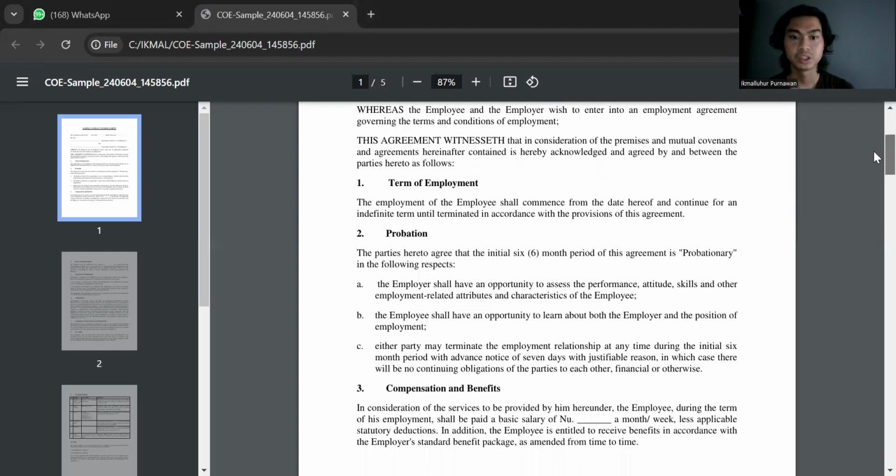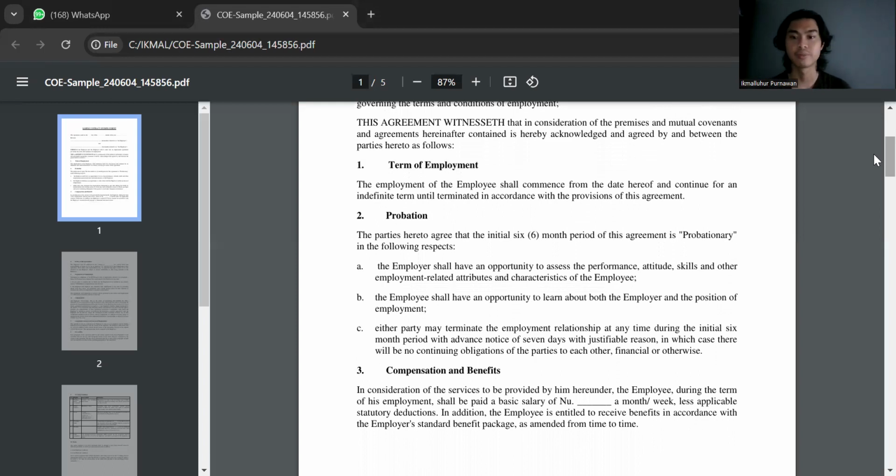And the next part is probation. The parties hereto agree that this initial 6-month period of employment is probationary. So it's not permanent. It's probationary for only 6 months. The employer shall have an opportunity to assess the performance, attitude, skills, and other employment-related attributes and characteristics of the employee. So within this 6 months, the employer could assess, could judge the work ethic that this employee has shown, and either party may terminate the employment relationship at any time.